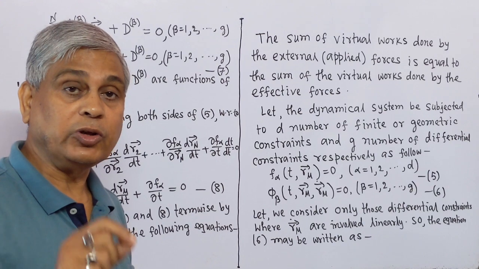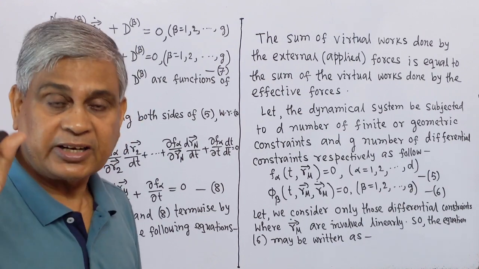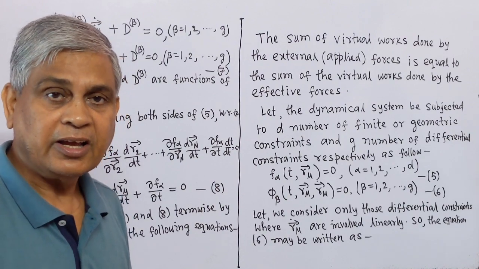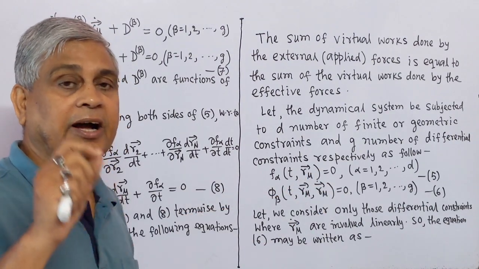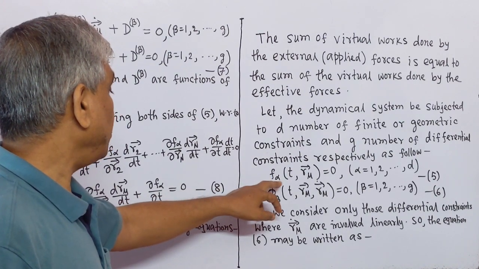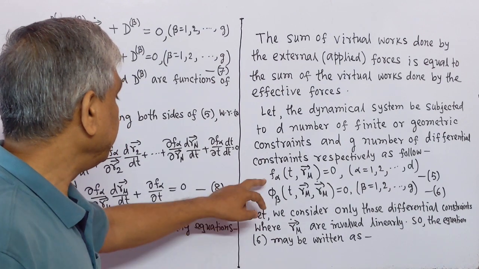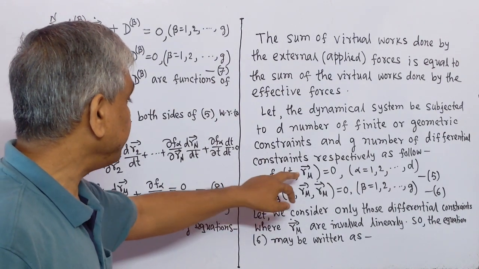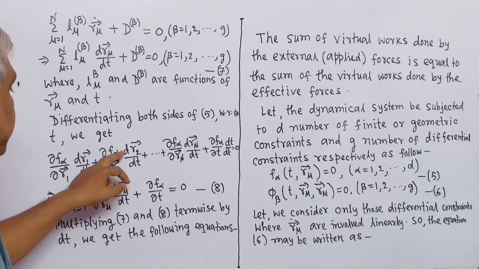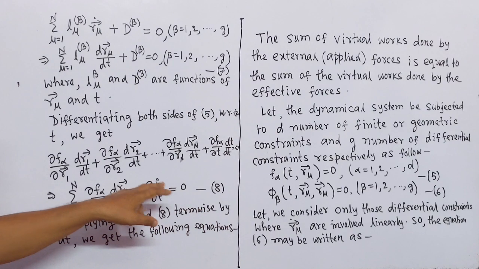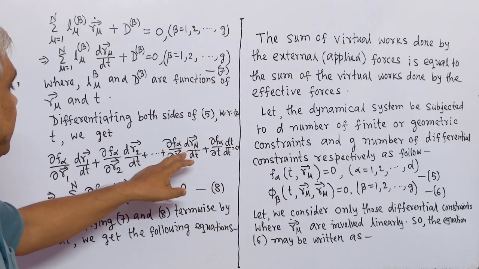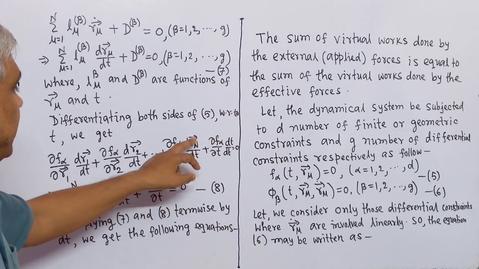So for each particle we get corresponding position vectors. So we get for each particle different position vectors, r1 vector, r2 vector, r3 vector, ..., rn vector. So during differentiation of this function with respect to t, firstly we get partial derivative of f_alpha with respect to r1 vector, then dr1 by dt, plus partial derivative of f_alpha with respect to r2 vector, then dr2 by dt, plus ... partial derivative of f_alpha with respect to rn vector, drn by dt.